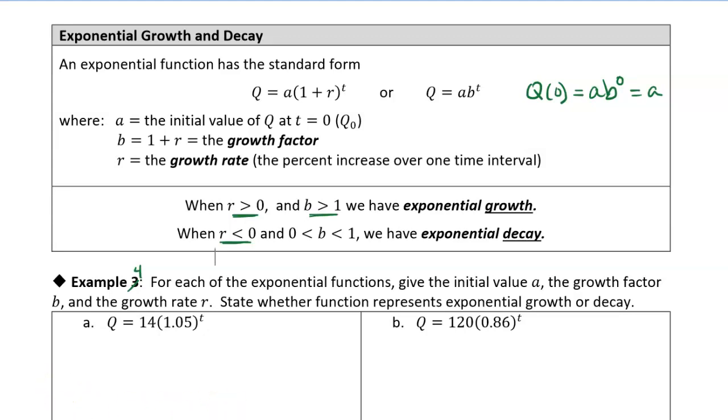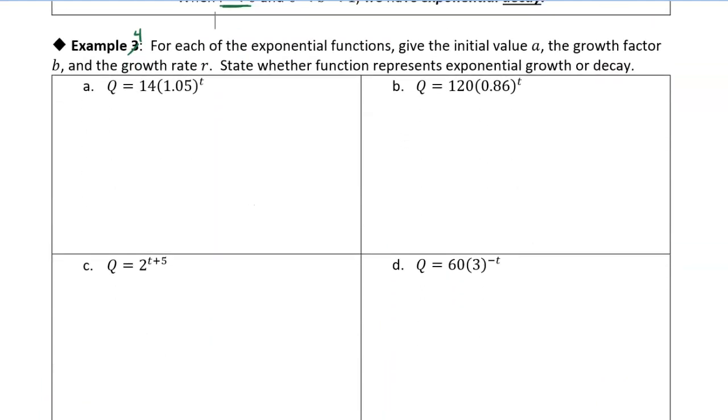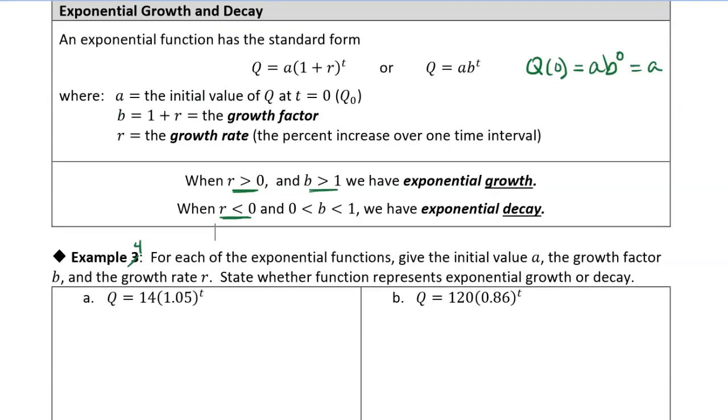All right, so let's take a look at this next example. It's kind of a long one, so you have to bear with me here. Let me actually have both of these on the screen at the same time, at least initially. In this example, we've got some exponential functions, and we want to give the initial value, the growth factor, which is b, and the growth rate for each one, and then state whether the function represents exponential growth or decay.